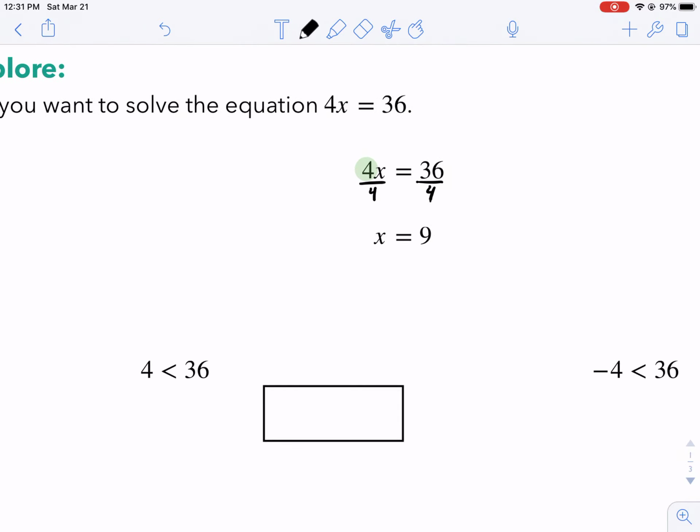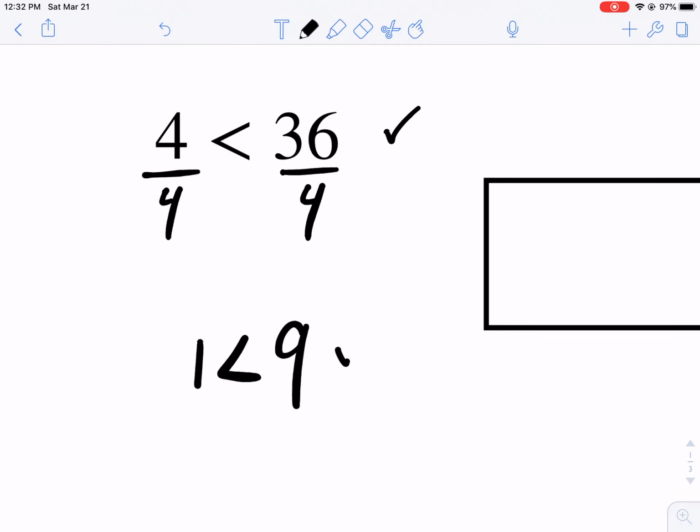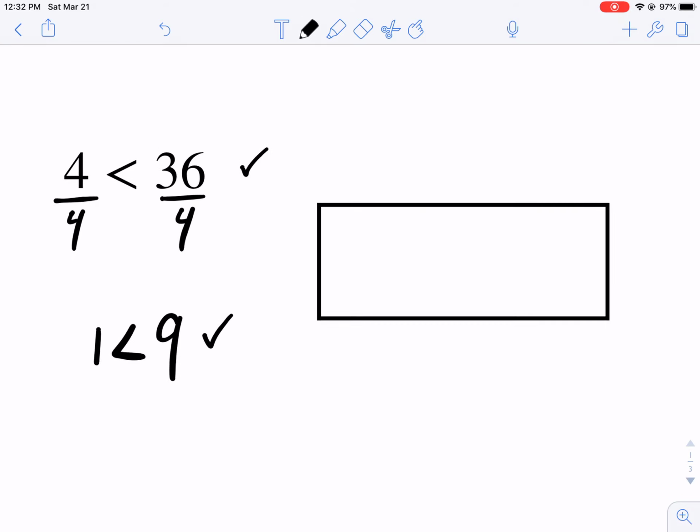Instead of 4x equals 36, if we have 4 is less than 36, well, first of all, that's a true statement, right? And if we divide by 4 on both sides, we get 1 is less than 9. That is still true. So when we divide by a positive number, we still have a true statement.